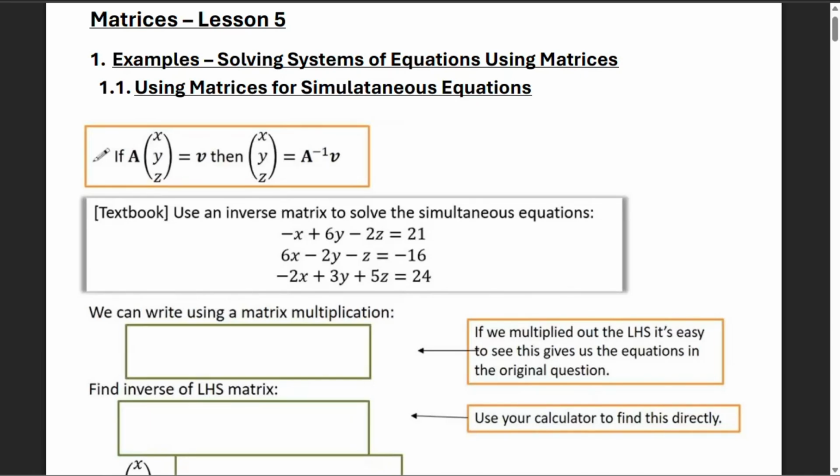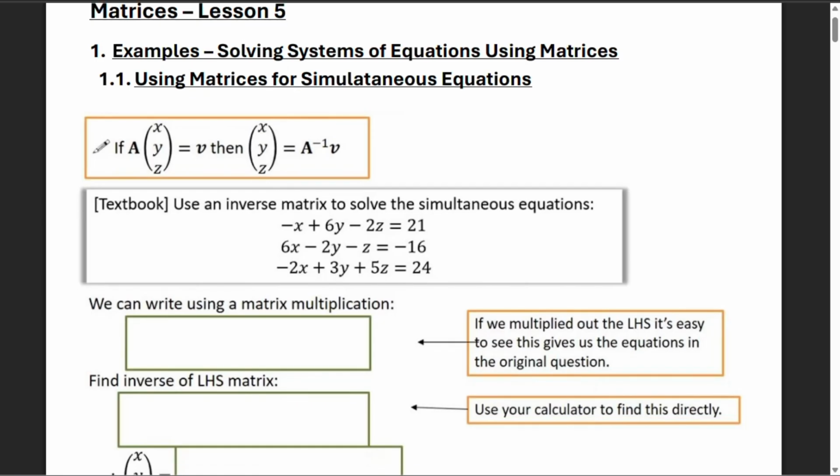So we're now going to look at solving systems of equations using matrices. I'm going to look at, first of all, how we could use it to solve simultaneous equations. That's an application of matrices, which is quite useful. And also what that looks like in a 3D space and what that actually means for the matrices that we are working with.